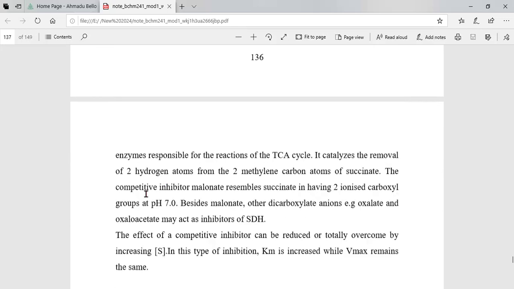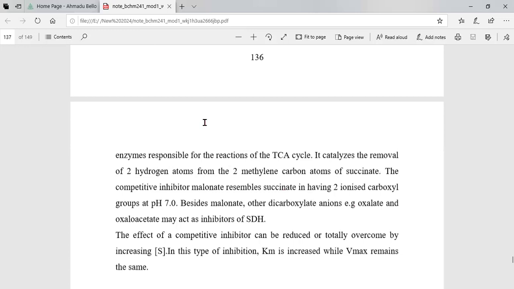It catalyzes the removal of 2 hydrogen atoms from the 2 methylene carbon atoms of succinate, and the competitive inhibitor malonate resembles succinate in having 2 ionized carboxyl groups at pH 7. Besides malonate, other dicarboxylate anions, such as oxalate and oxaloacetate, may act as inhibitors of succinate dehydrogenase.